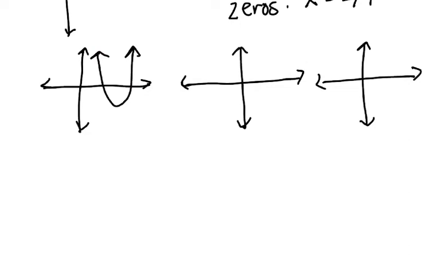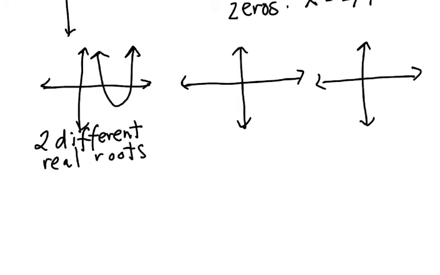So if we look at the first graph over here, you will notice that this parabola crosses the x-axis at 2 separate points here and here. So if we were to do a general analysis to describe the situation, we would describe this as having 2 different real roots, because this parabola crosses the x-axis at 2 different points.